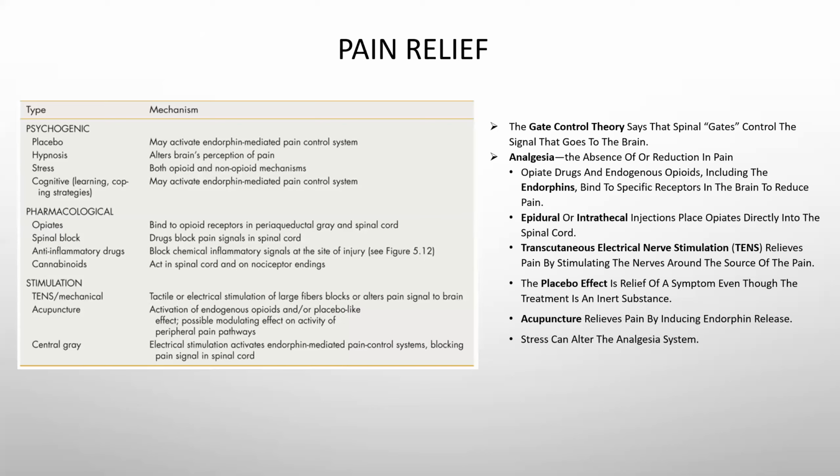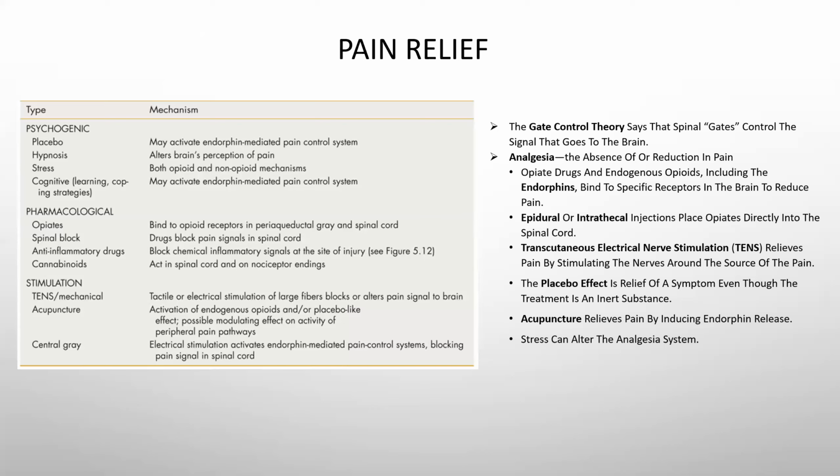From a pharmacological point, here we're dealing with analgesia, right? The decrease or reduction in pain. We can do that through opiate drugs, okay, including the endorphins, which bind to specific receptors in the brain. So endorphins are going to be our endogenous opioids, or we can take other opiate drugs. We can do epidurals or intrathecal injections, which place opiates directly into the spinal cord. You can also use transcutaneous electrical nerve stimulation, known as TENS, which relieves pain by stimulating the nerves around the source of the pain.